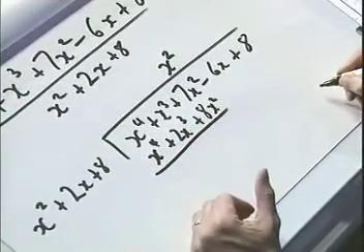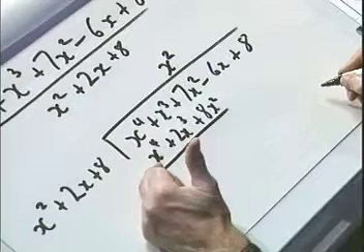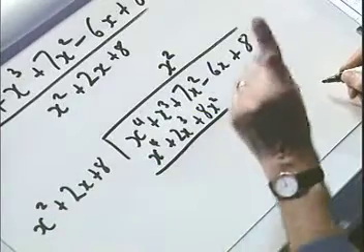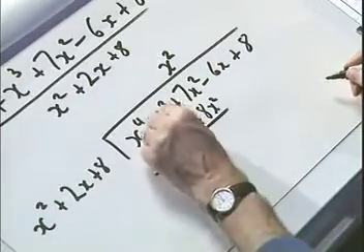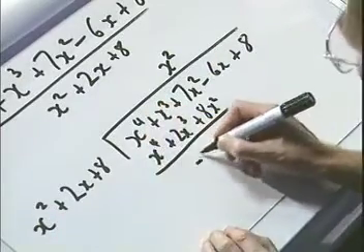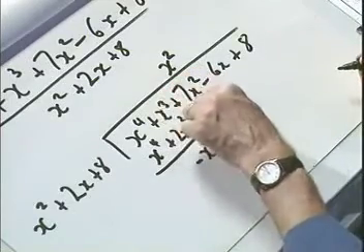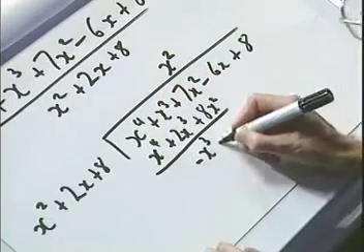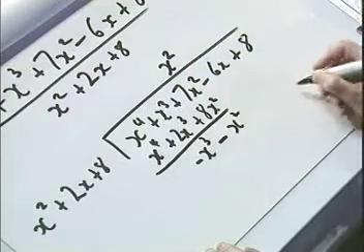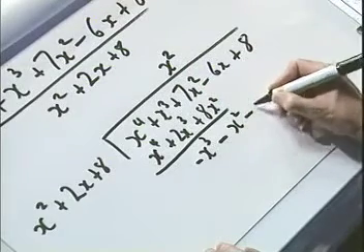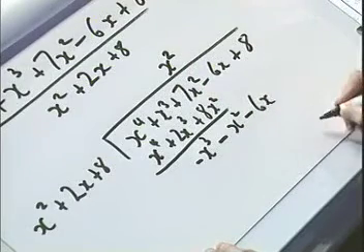And now we do the subtraction. X to the 4th, take away x to the 4th, there are none, but we arranged it that way. X cubed, take away 2x cubed, minus x cubed. 7x squared, take away 8x squared, minus x squared. And bring down the next term.